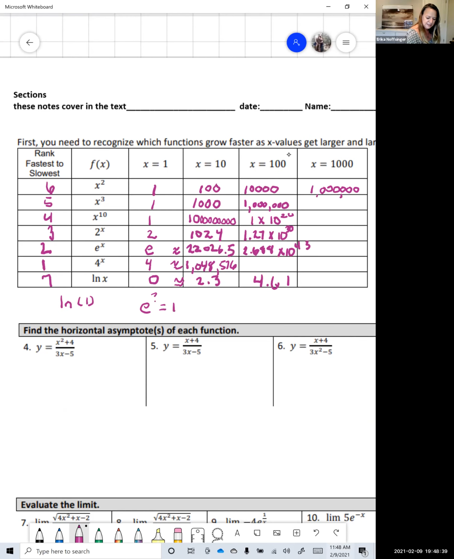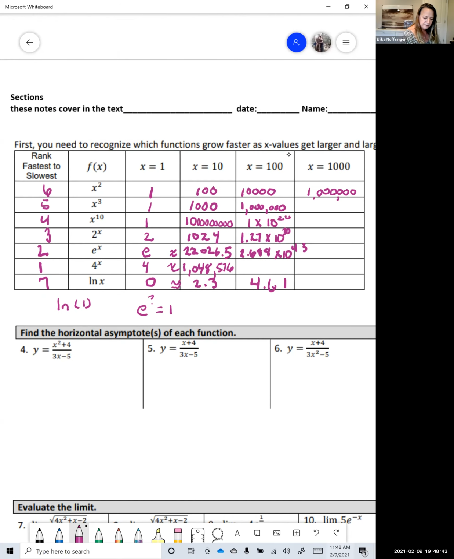So looking at the horizontal asymptotes of these rational functions, you've got to look at the degree, which is growing faster, numerator or denominator. If I look at number 4, y equals x squared plus 4, that quantity all over the quantity 3x minus 5. The degree in the numerator is larger, so it's growing faster. And so if the numerator grows faster, there's no horizontal asymptote, and it shoots off to positive or negative infinity, depending on which way. Degree of the numerator is larger, so no horizontal asymptote.